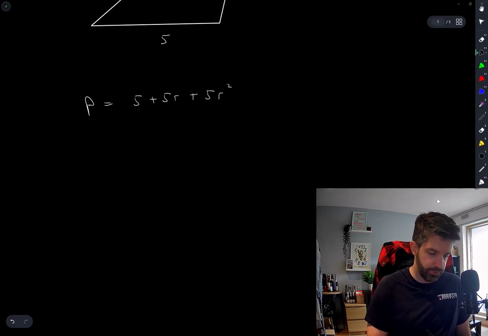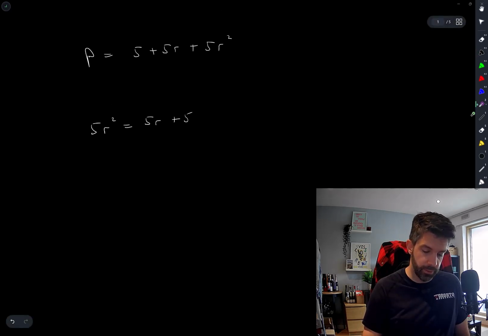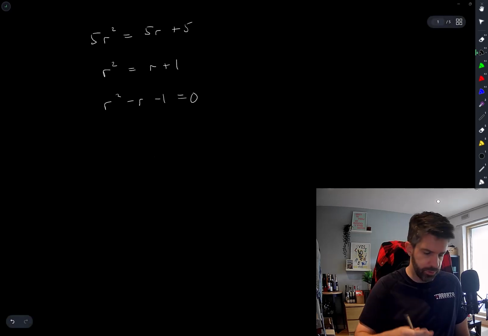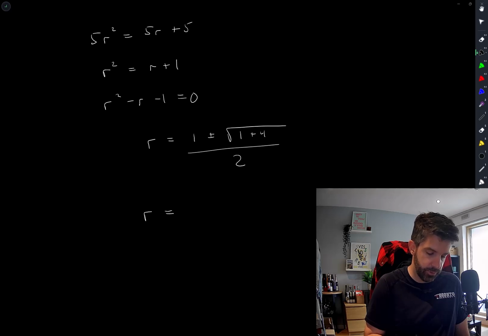So what I want to do is set 5r squared equal to 5r plus 5, because this will determine the largest possible value of r. At least, it's the least upper bound for values of r. So r squared is equal to r plus 1, so r squared minus r minus 1 equals 0. Is this the golden ratio polynomial? I think it is. But let's just solve this. So r has to be equal to 1 plus or minus the square root of 1 plus 4, divided by 2. We can't take the negative sign, so r is equal to 1 plus root 5 over 2. That looks like the golden ratio.